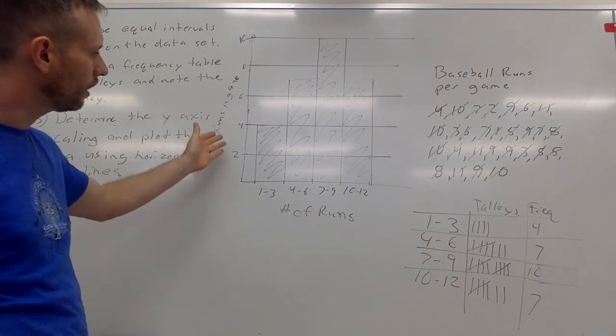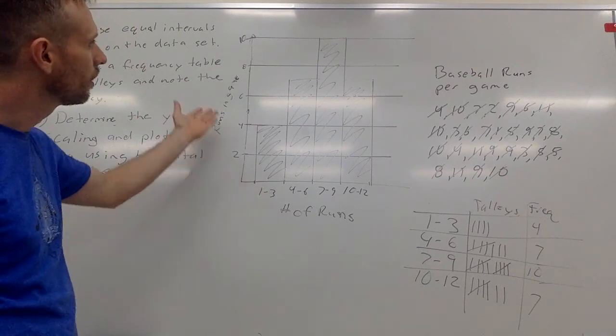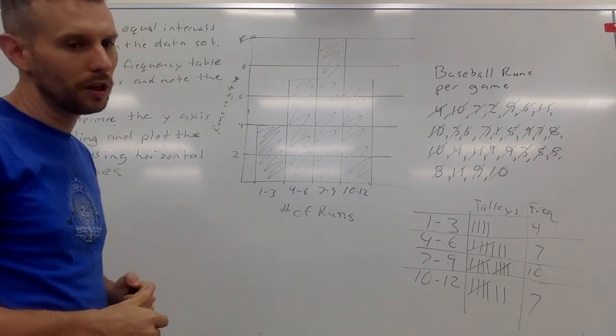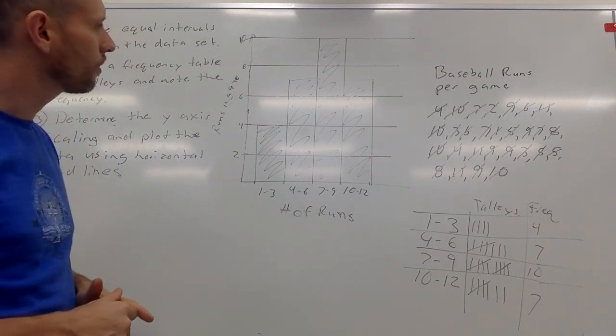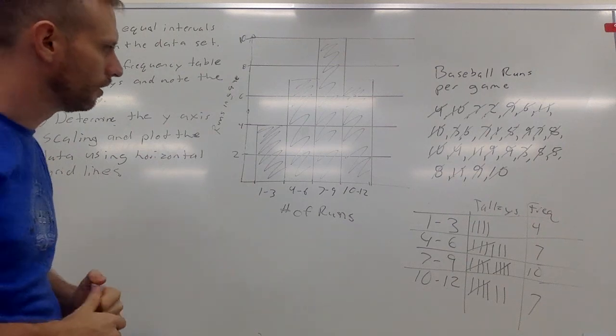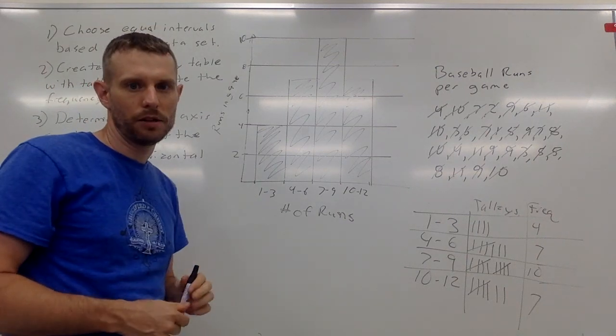So again, we have everything labeled with numbers, the frequency. We did everything neatly. We would want to create a title for this, you know, frequency of runs during the baseball season or something like this. And then there is your frequency table and your histogram.